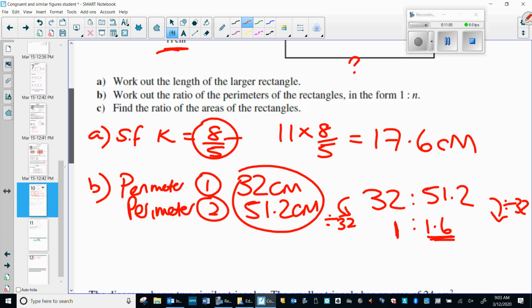Hopefully you will notice that this is 1.6. I don't know if any of you did actually find out what this was. That is actually 1.6. So your perimeter, because it's a length, is going to be in the same ratio as your enlargement. So it would be the same as the scale factor.